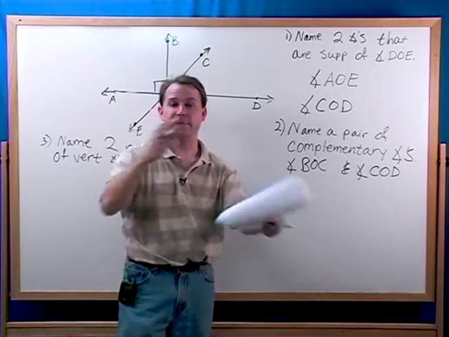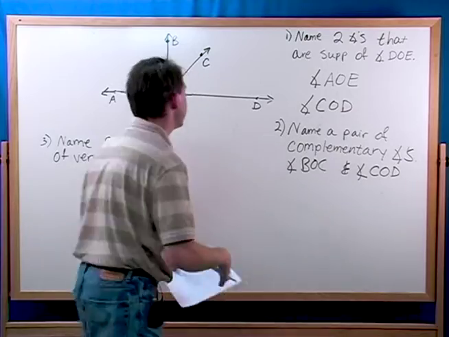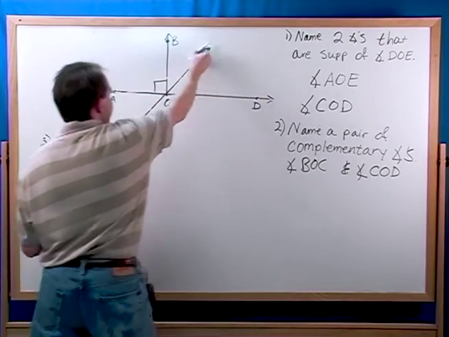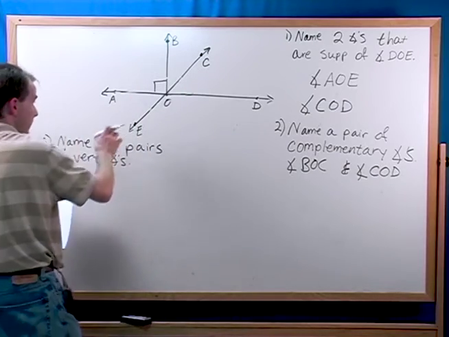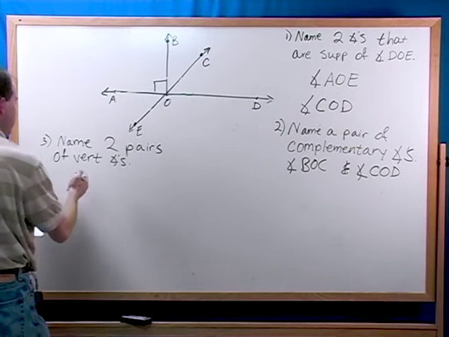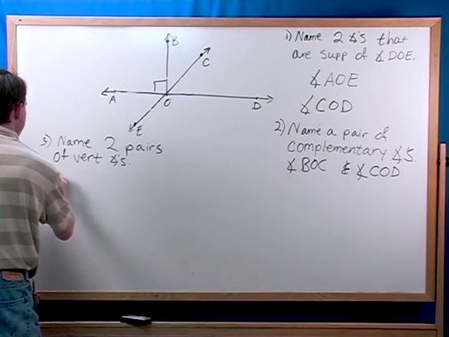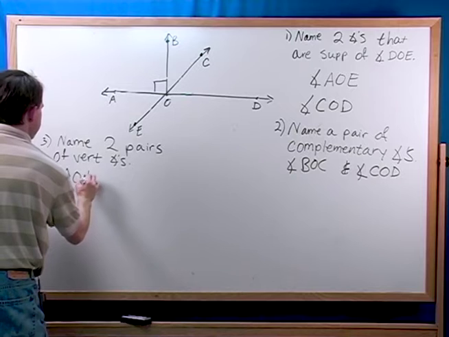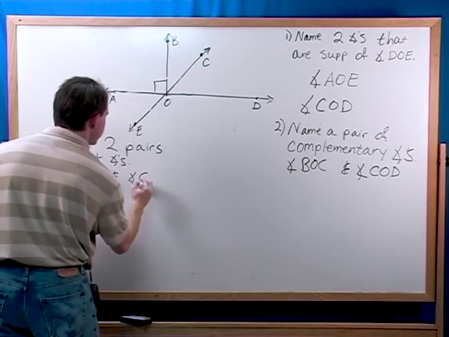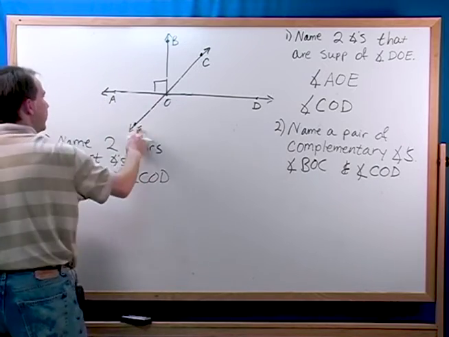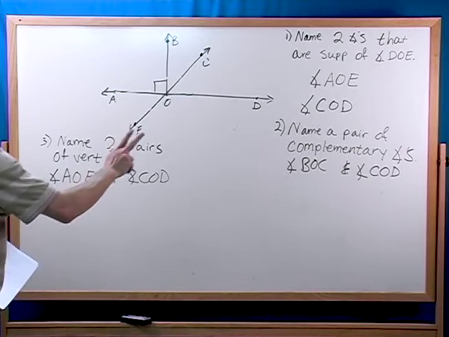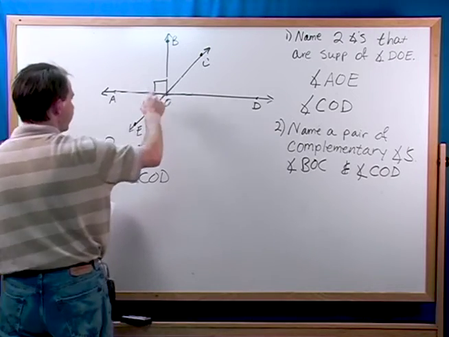Vertical angles are formed anytime you have crisscrossing lines. So all you have to do is find a crisscrossing line. The one that jumps out at me right away is this line crisscrosses with this one. So these are vertical angles, okay? So that's easy enough. So you know that angle AOE and angle COD, these two angles here, they're vertical angles, but it asks for two pairs. That's the easy one. What else is there?